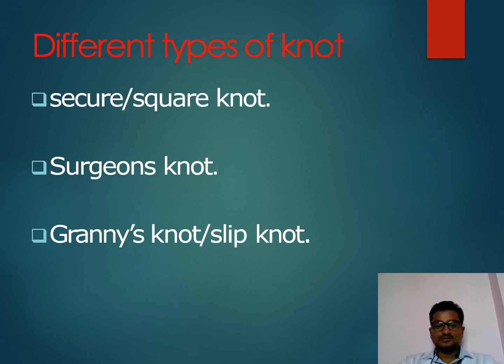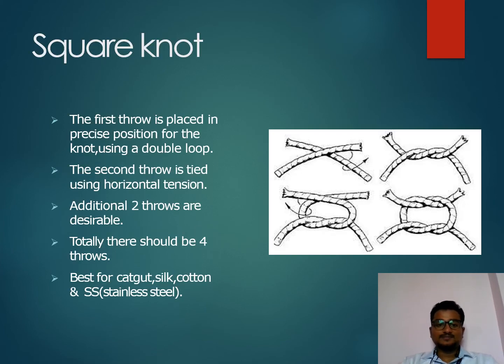Secure or square knot, surgeon's knot, granny knot or slip knot. The first throw is placed in a precise position for a knot using a double loop. The second throw is tied using horizontal tension. Additional two throws are desirable. In total, there should be four throws, best for catgut, silk, cotton and stainless steel.